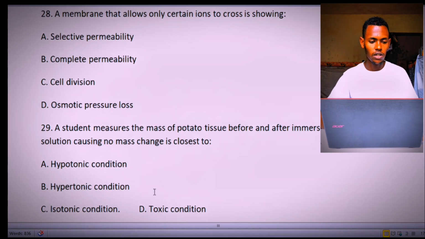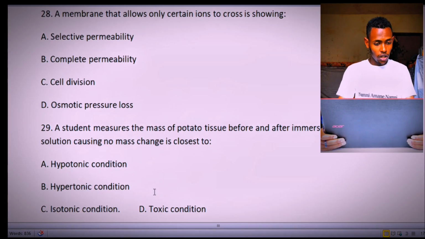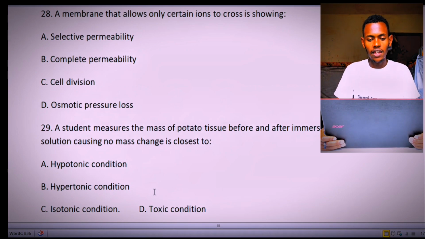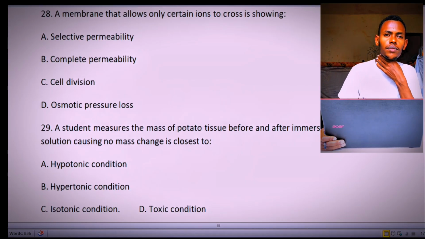Let's go into the 28th question. A membrane that allows only certain ions to cross is showing A. Selective permeability, B. Complete permeability, C. Cell division, D. Osmotic pressure loss. It is your turn.